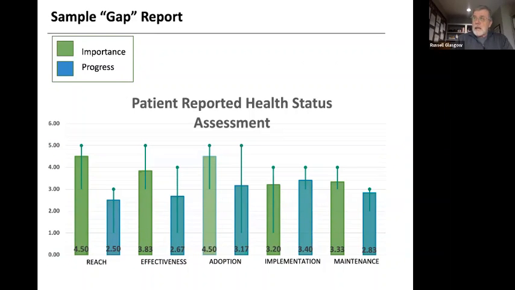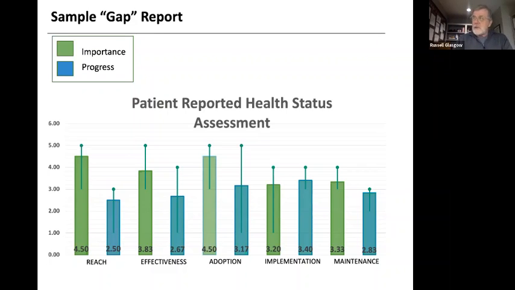Okay, so here's this gap analysis report that we provide, and simply we just roll up all the responses, and we show the mean response here. I'm not quite sure what to call them, but the lines within each bar show the variability or the range of ratings. For each of the RE-AIM dimensions, we have the green bar, which shows how important the team rated that dimension at that point in the project. And then the blue bar shows essentially how they rated the progress. And again, it says 6, but these are all on 5-point scales.